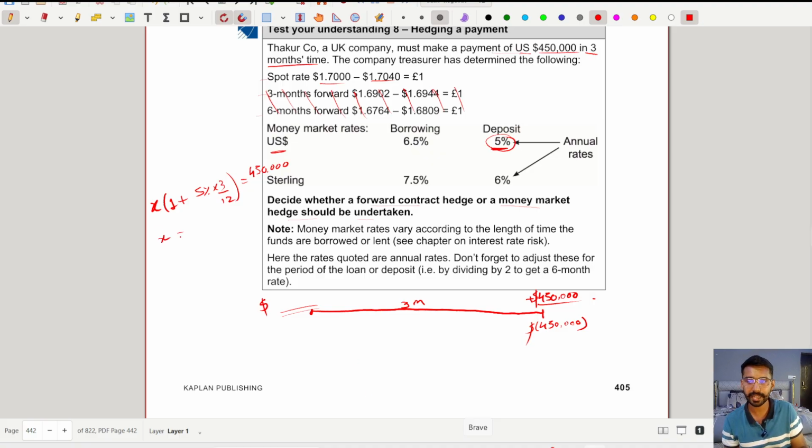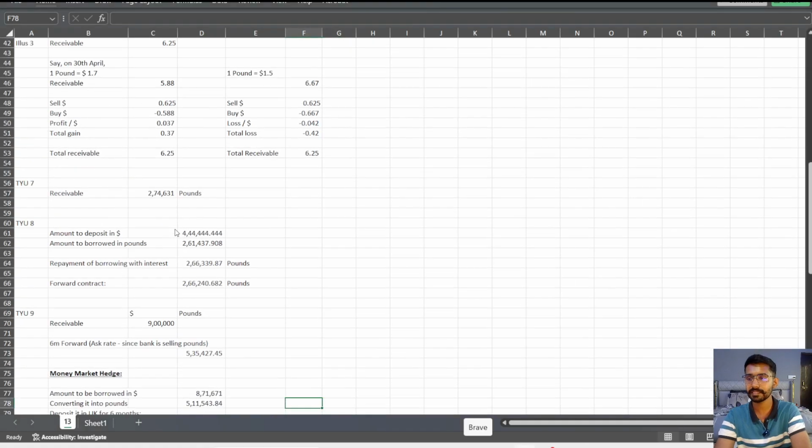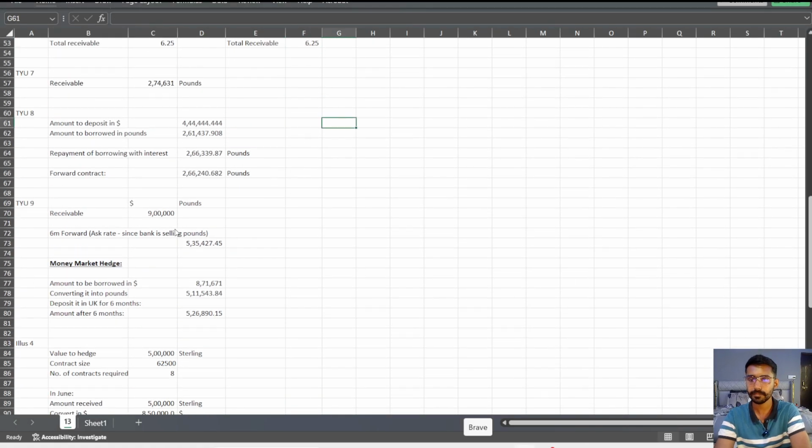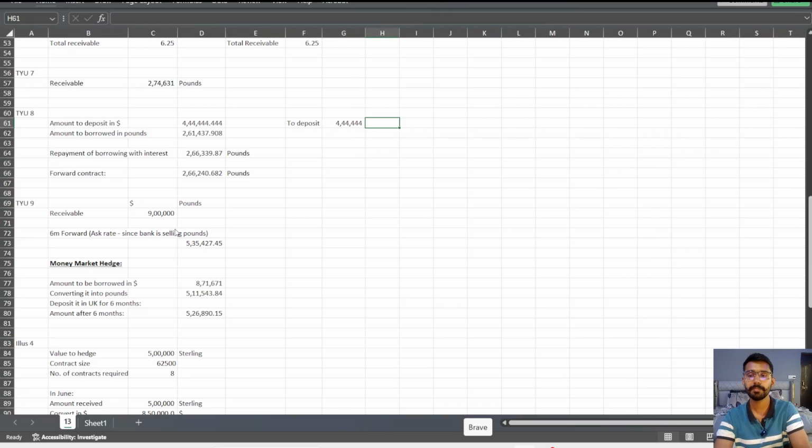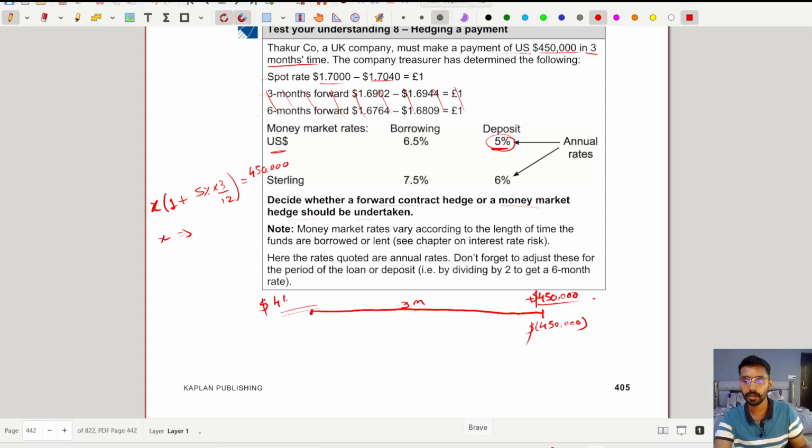So can I calculate the value of X in this case? Yes, I can. See, to deposit, how many dollars should I deposit? 450,000 divided by 1 plus how much is it? 5%. 5% into 3 by 12. So today I need to deposit 444,444 dollars. But I don't have this many dollars today.